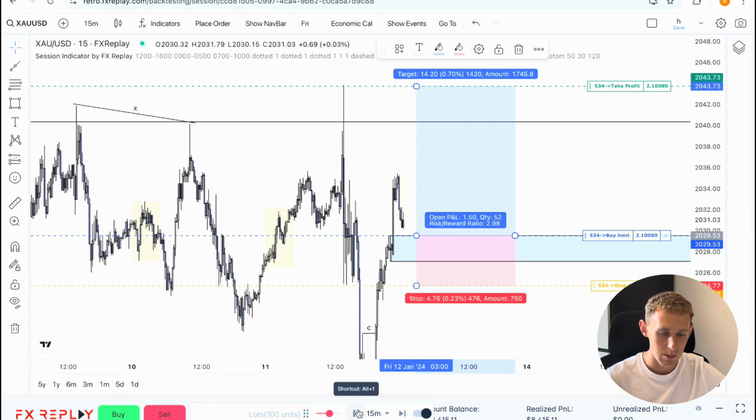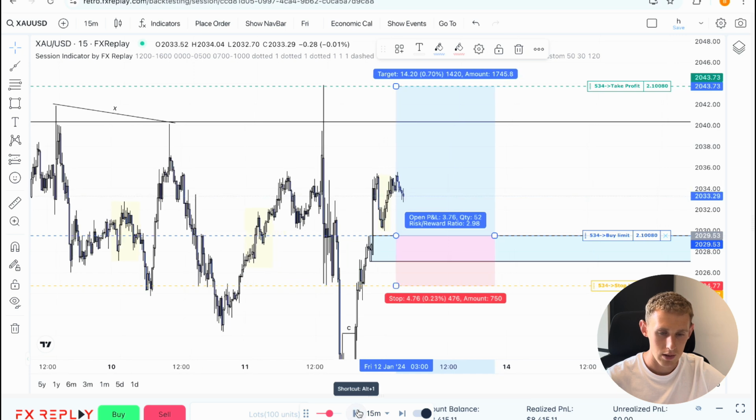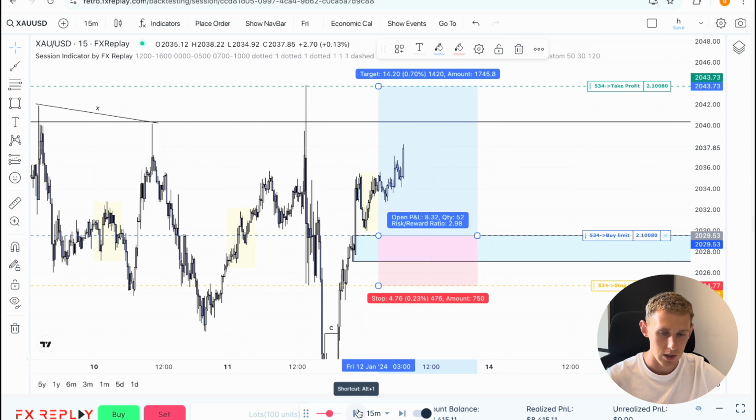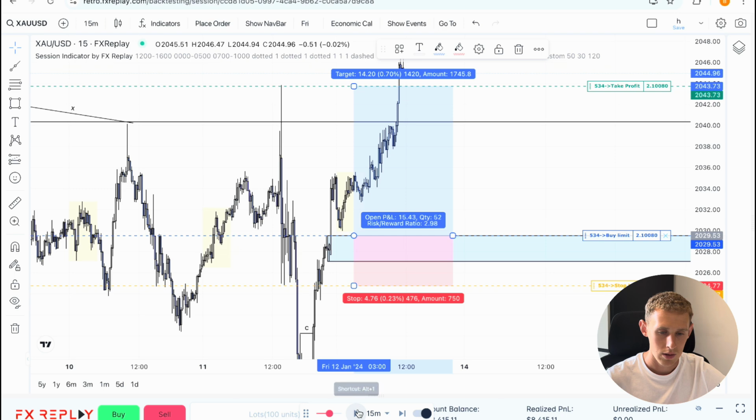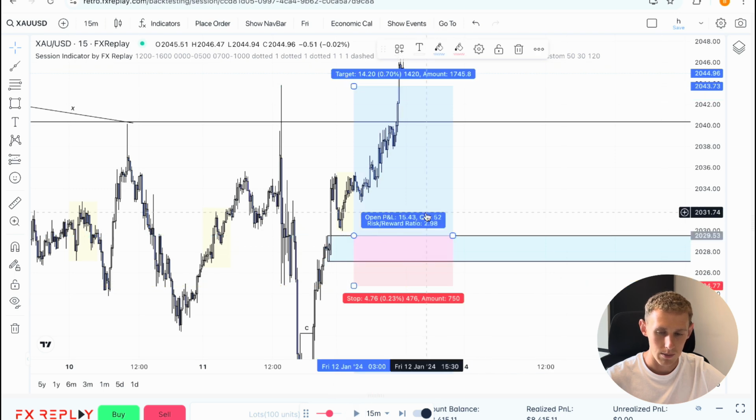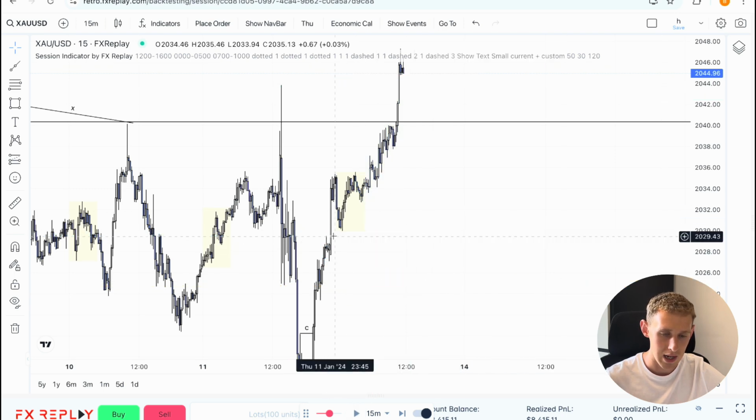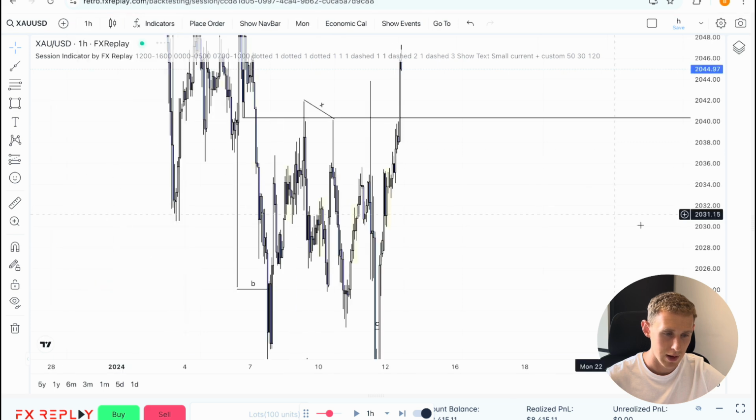So if price can pull back into here, that would be nice. Looks like it swerved us again though. Yeah, there we go. So there wasn't really an entry there that I would have taken. Price never really pulled back for us.